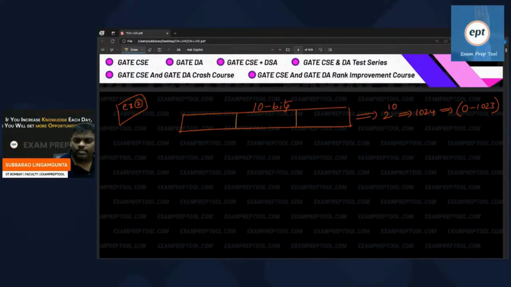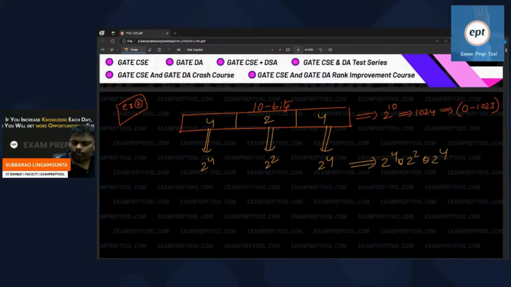Three parts. Let us assume this one is 4, then the remaining six divide as 2 and 4. So the first can be done in 2 power 4 ways, the middle in 2 square ways, and the last in 2 power 4 ways. Total is 2 power 4 into 2 square into 2 power 4, which goes to 2 power 4 plus 2 plus 4, which is 2 power 10.